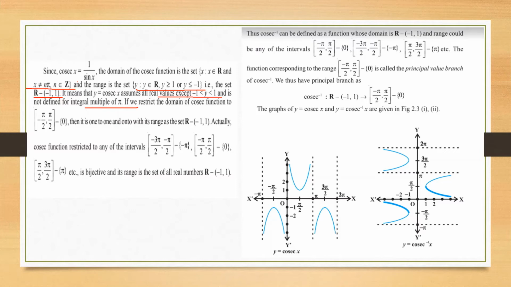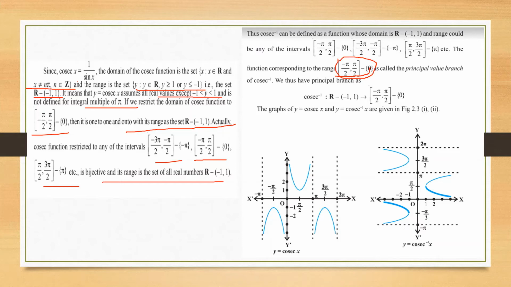And if we restrict the domain of the cosecant function to the closed interval minus pi by 2 to pi by 2 minus 0, then it will be one-one and onto with range R minus the open interval -1, 1. So the cosecant function can be restricted again to any of these intervals. Then it becomes bijective, meaning both one-one and onto, and the range is the same, R minus the open interval -1, 1. But for cosecant inverse x, if I need to talk about the principal value branch, it will be just this one: the closed interval minus pi by 2 to pi by 2, leaving behind 0, right?